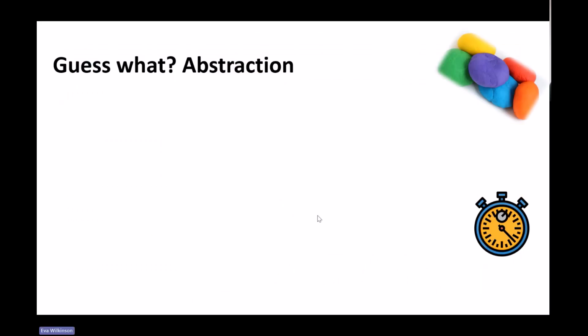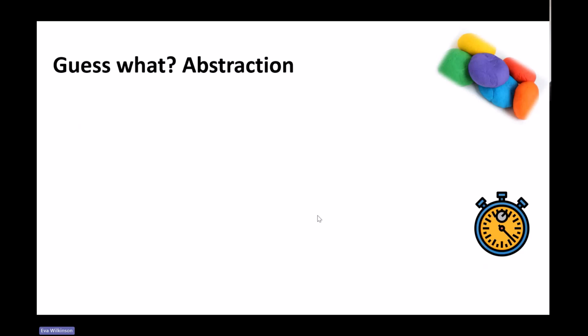Now, there's another activity. I'm just going to talk you through this one for time, but we're not going to do this one right now. This is one that you could use. Again, it can be really open-ended. You could use Play-Doh, like the example that we have here, or again, it could be drawing. It could be mark making. It could be with your loose parts. But this activity is called Guess What, and it's all about abstraction.